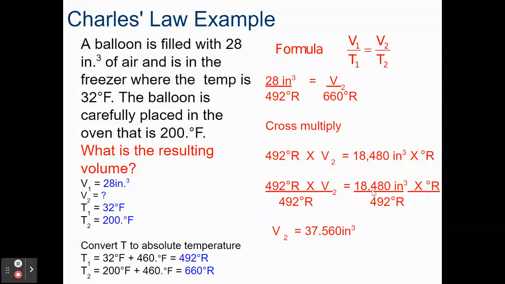And then we divide 18,480 divided by 492. We're left with 37.560. Let's talk about units. Degrees Rankine cancels. That's why we're left with cubic inches. 37.560.